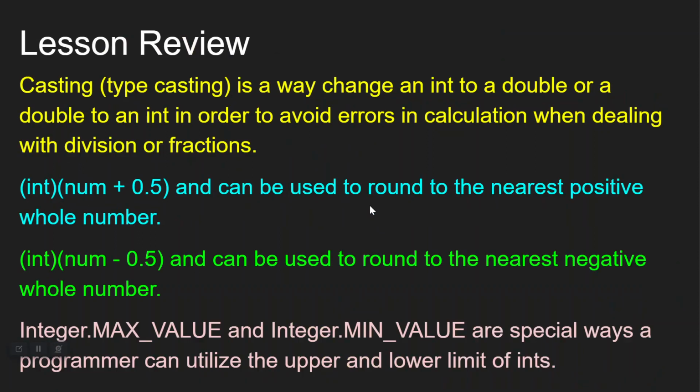All right, a quick lesson review, and then we'll be done here, guys. Casting, or what is sometimes called typecasting, is a way to change an int to a double or a double to an int in order to avoid errors in calculation when dealing with division or fractions. (int)(num + 0.5) can be used to round to the nearest positive whole number. (int)(num - 0.5) can be used to round to the nearest negative whole number. And then Integer.MAX_VALUE and Integer.MIN_VALUE are special ways a programmer can utilize the upper and lower limits of ints. But just remember that if you try to exceed them, you're going to get those weird errors.